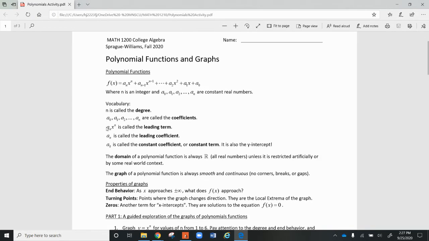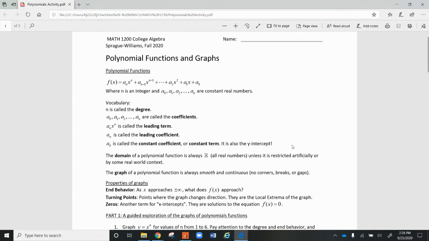And then the term with the highest power in it, which is an x to the n, that is called the leading term. It doesn't have to be the first one, so you can write these terms out of order, but it's the one with the highest power in it. The constant multiple, the coefficient for that term, is the leading coefficient. And then there's a coefficient which is called a0, which is multiplied by x to the power 0, which means it's multiplied by 1. So that really doesn't have an x factor at all. And that term is called the constant coefficient, or the constant term. It also happens to be the y-intercept of the graph of the polynomial function, by the way.